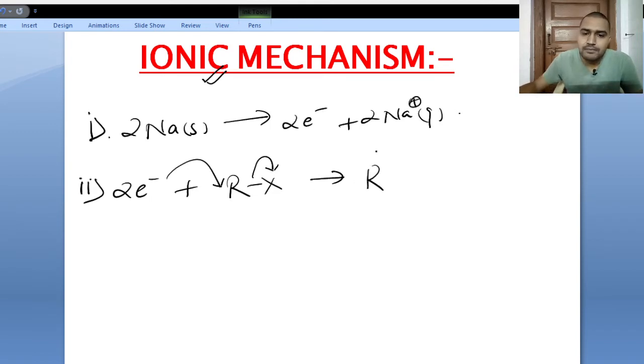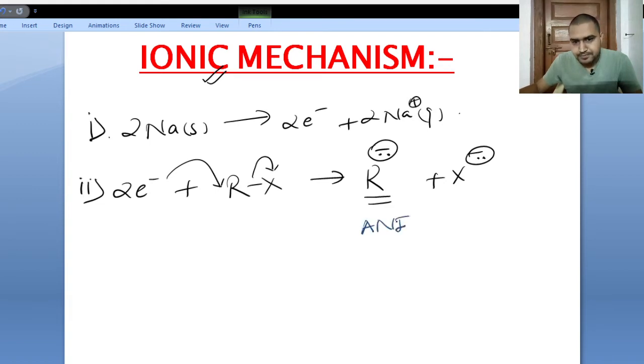and forms R minus plus X minus. This R minus is known as an anion in general, and a carbanion when your R contains carbon. So carbon containing a negative charge is known as a carbanion, and anything which contains a negative charge is known as an anion.